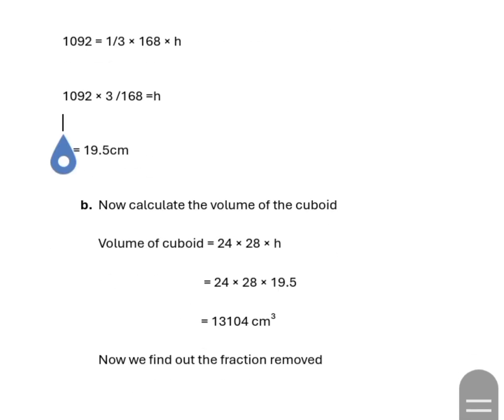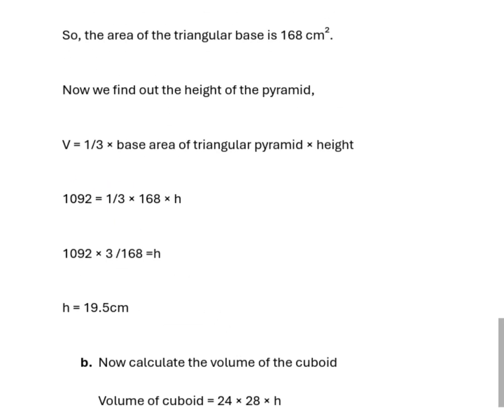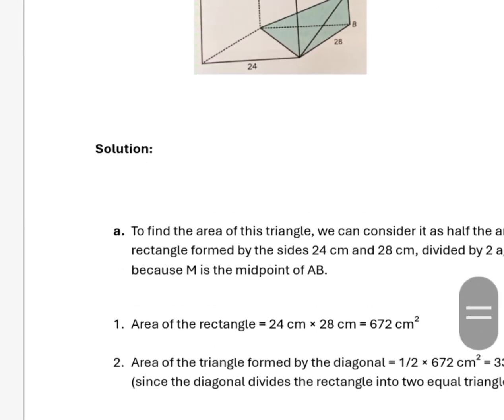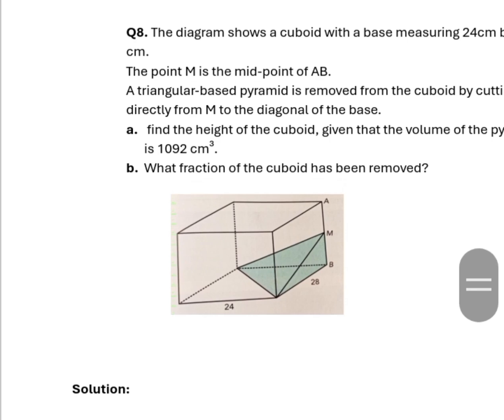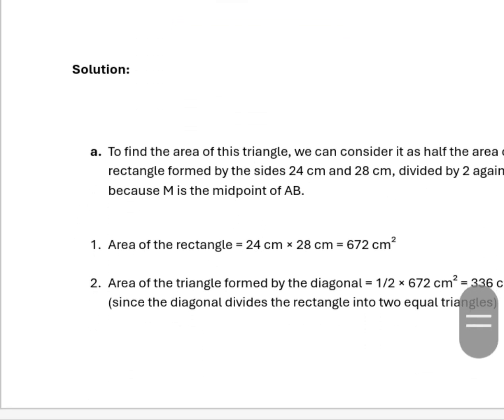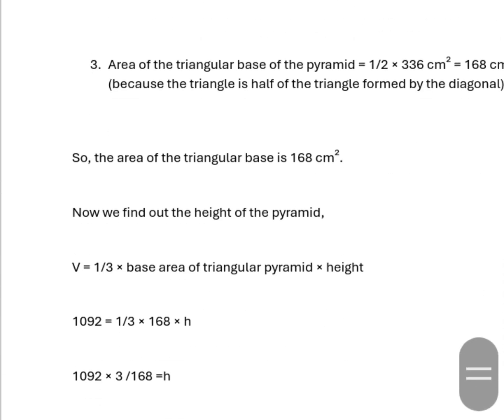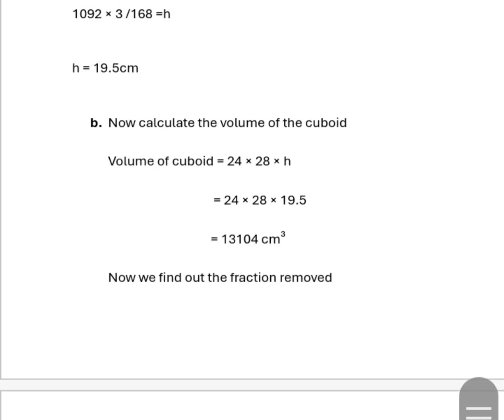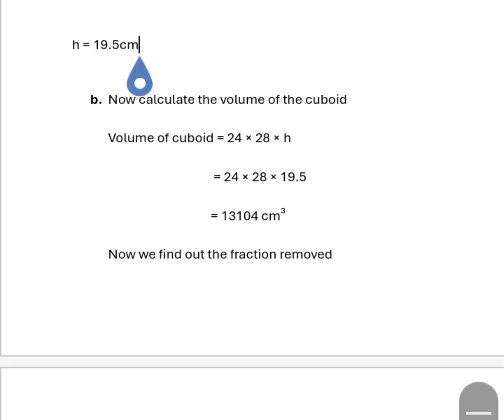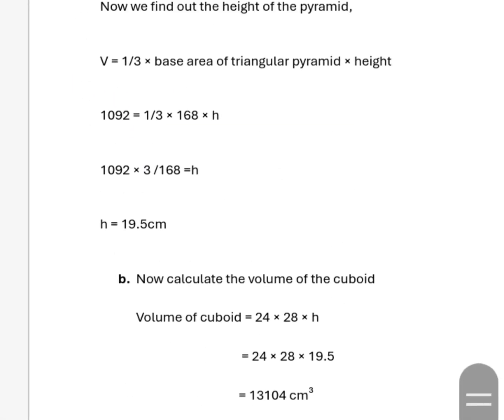So h is equal to 1092 multiplied by 3 divided by 168, which is equal to 19.5 centimeter. In part A, we have to find the height of the cuboid. So the height of the cuboid is 19.5 centimeter. This is the answer for part A. Now part B.